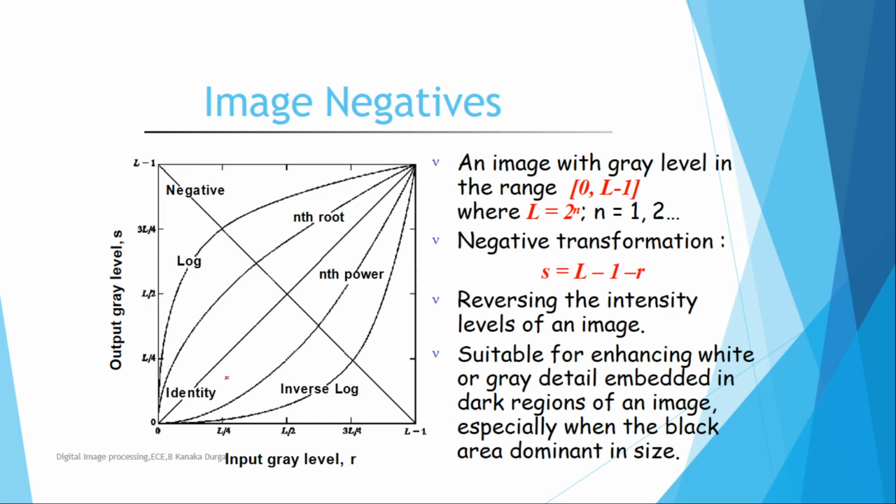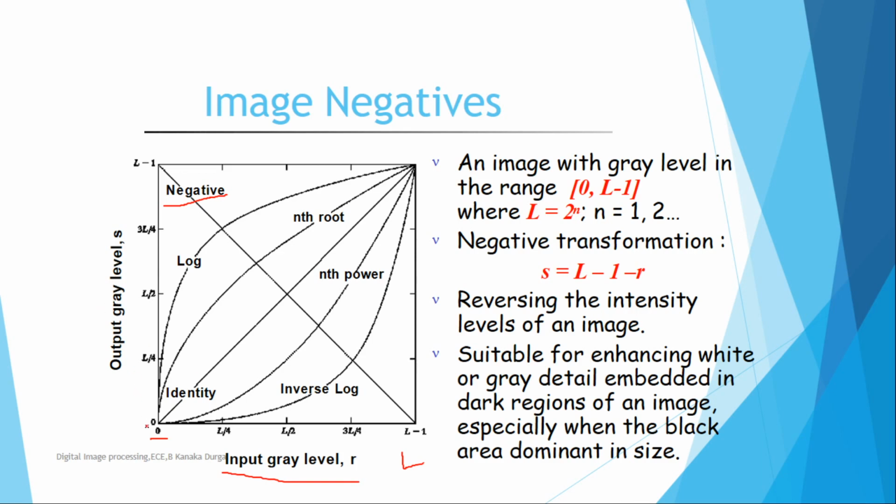Next one is image negatives. Image negative is nothing but the black color being changed to white and the white color being changed to blackish in nature. In this figure, observe that this is the image negative of the values. Consider that we have the intensity values ranging from 0 to L. Since the maximum intensity value is L, and we start from 0, we have to consider 0 to L minus 1.